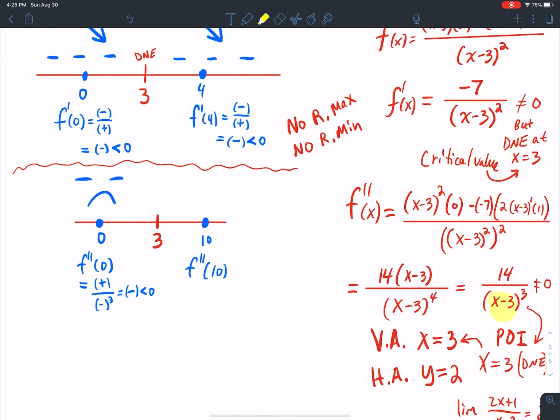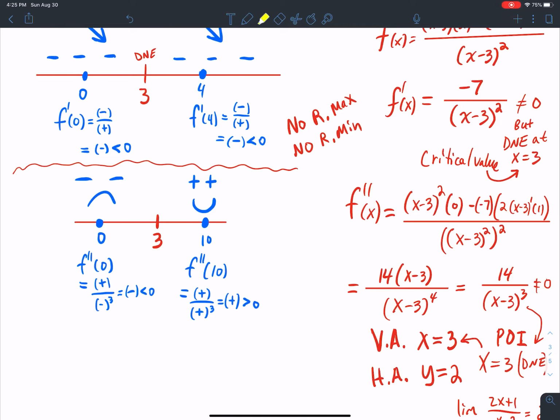Well, if I plug in a 10 here, that's going to get me a positive number. Cubed is a positive number, and a positive number in the numerator. Positive, positive, positives make a positive. And so this is greater than 0. Therefore, I'm concave up like a cup. Over here, concave down like a frown.